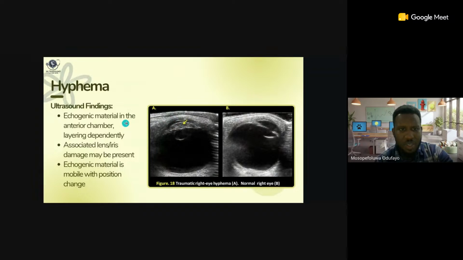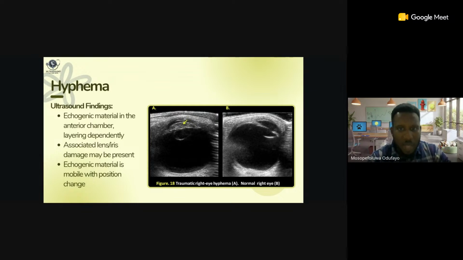So what are the ultrasound findings? When you see low, medium, or high reflectivity in what is supposed to be an anechoic anterior chamber, then you're dealing with a hyphema. So look at this, cornea is here, but then look at this internal echo inside. Plus, the lens is also having some internal echoes. This is most likely synonymous with a cataract.